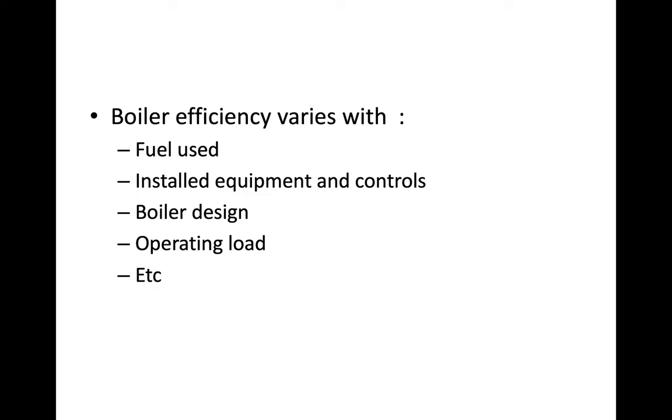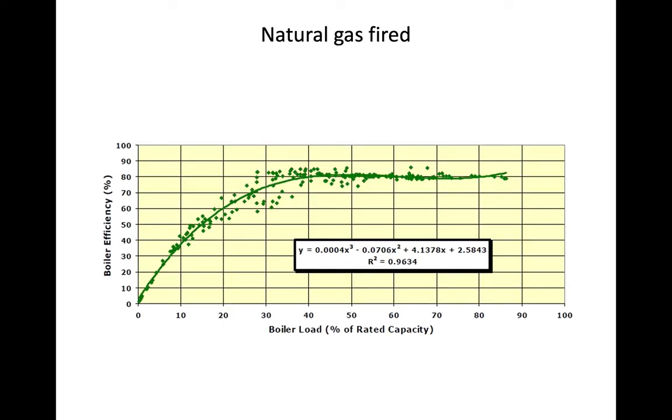And then there are many other aspects that also affect boiler efficiency. This is an example of the efficiency of natural gas boilers. The x-axis is the boiler load from 0 up until 100%, and the y-axis is the boiler efficiency from 0 up until 100%.